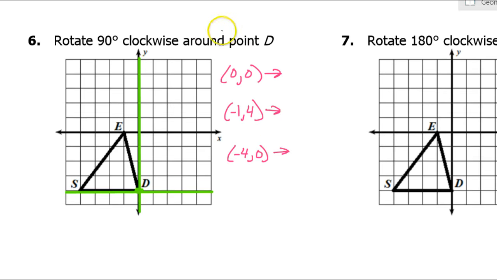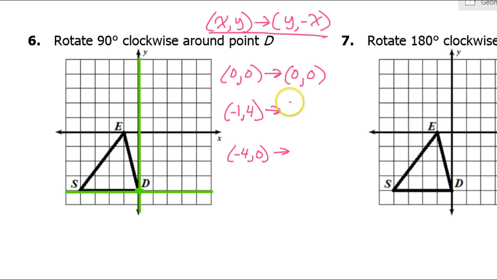Now, what is the rule for a 90-degree clockwise rotation around the origin? Even this fake origin, as long as we treat it as the origin, we can use the rule. And the rule is (x, y) becomes (y, opposite of x). So here's y, and the opposite of x is 1. Y is 0. The opposite of x is +4.